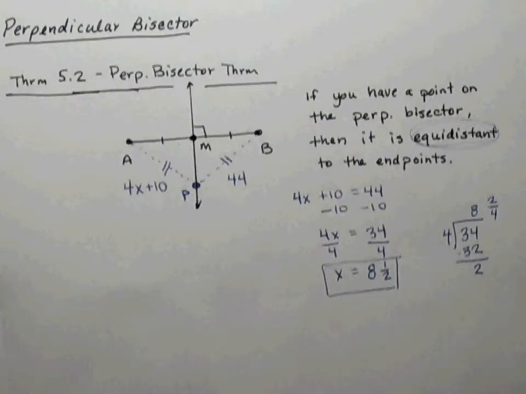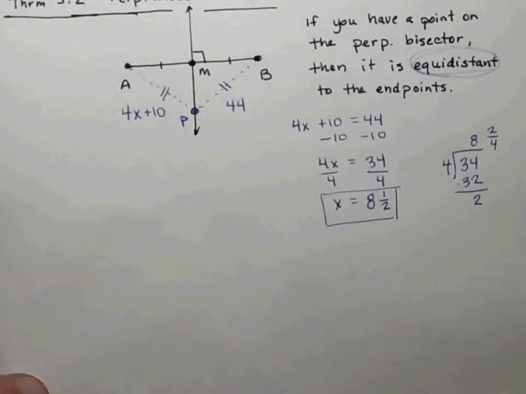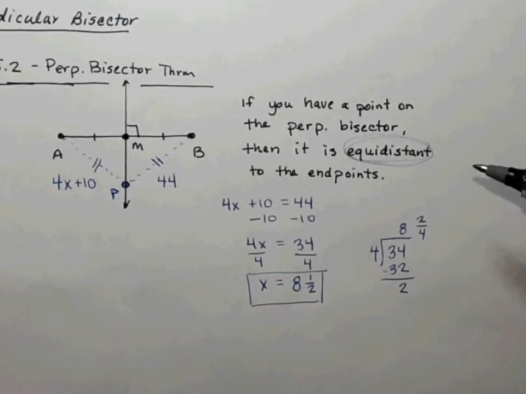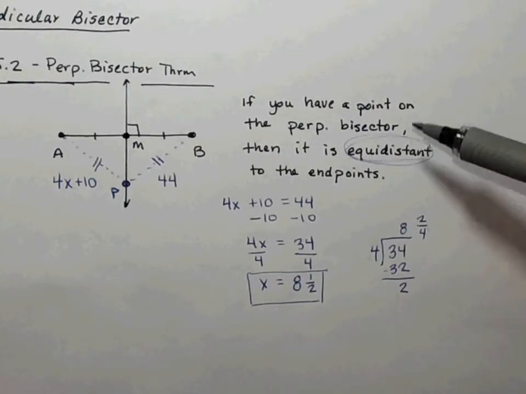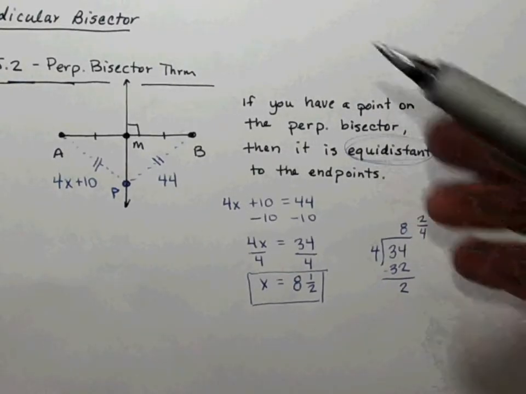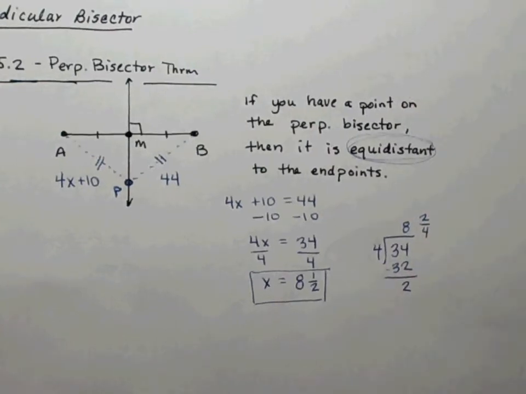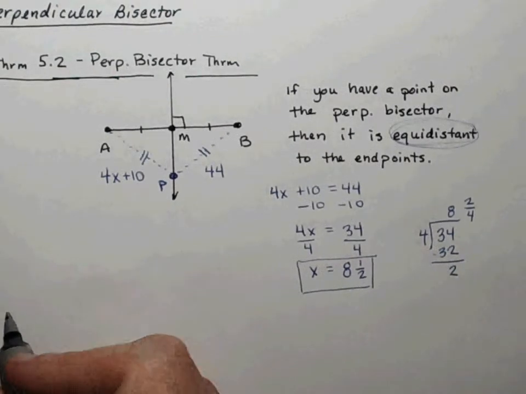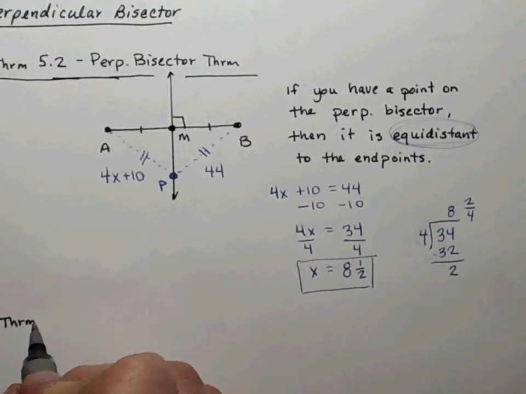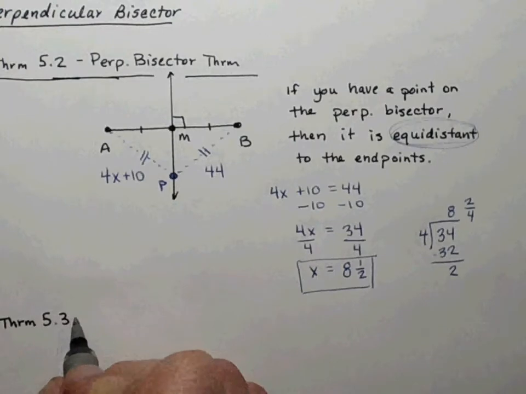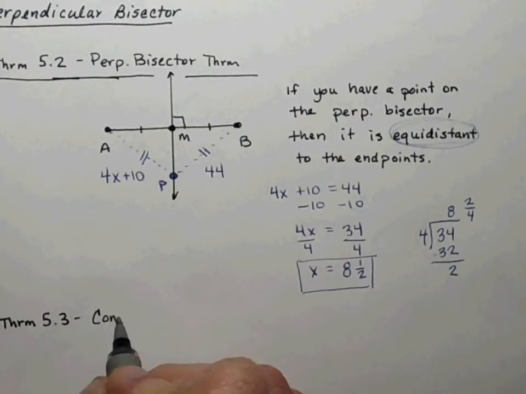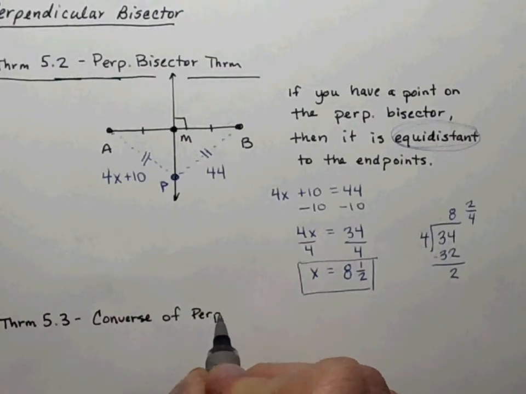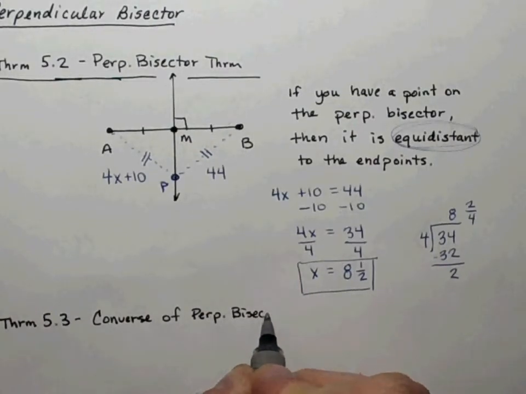If we were going to write the converse of an if-then statement, remember we flip the hypothesis and the conclusion. That's going to be our next theorem, Theorem 5.3, the converse of the perpendicular bisector theorem.